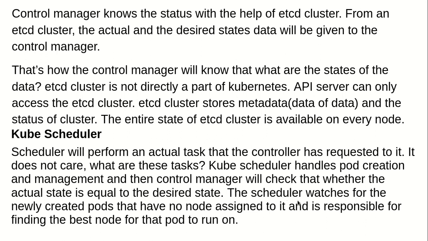All right. So the scheduler watches for newly created pods that have no node assigned to them. The scheduler is smart enough to create the pods and assign those pods to empty nodes. Let's say some nodes are working, and there are some nodes that are not working and are free. The scheduler is smart enough to create the pods and give them to the free nodes, so that the free nodes also work. So it is responsible for finding the best node for that pod to run on.